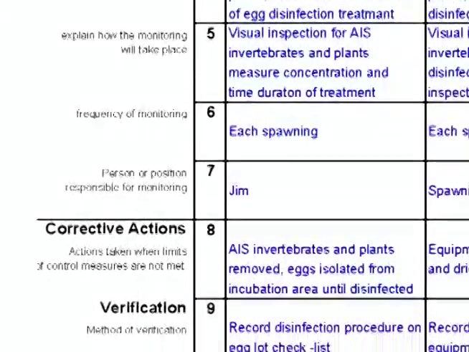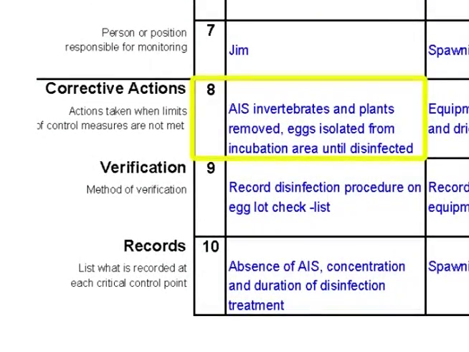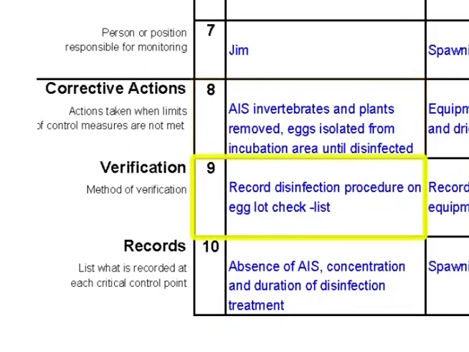If we find the presence of AIS invertebrates or plants, we will remove them, and the eggs will not move forward in the process until they have been disinfected. We verify the procedure by recording the absence of AIS and the disinfectant concentration and duration on the egg lot checklist.